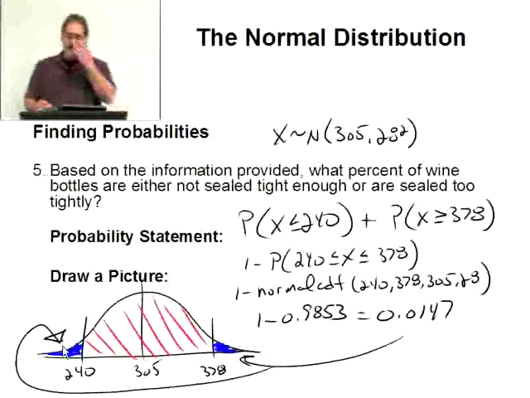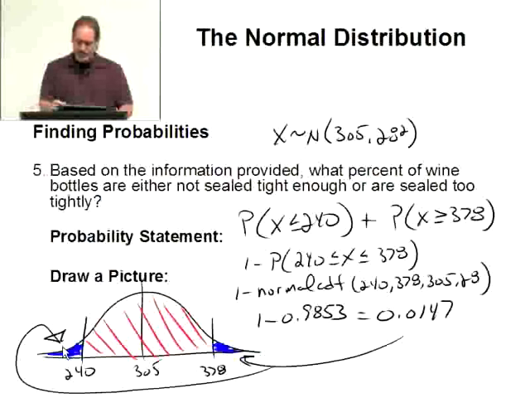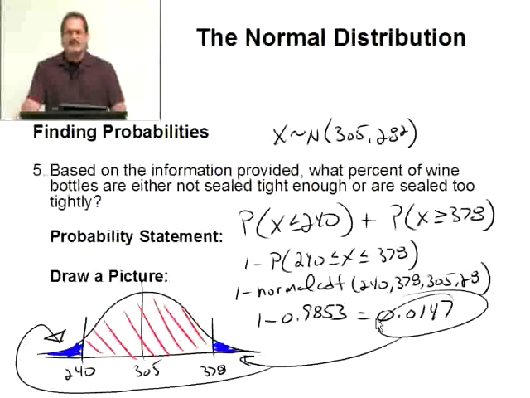Now, one common interpretation of these probabilities is the percent or the proportion of the population that has this characteristic. So based on this information, we're going to say a little more than 1%. Almost 1.5% of all the bottles are either not sealed tight enough or it's too tight based on the industry standards, which means a little more than 98% are good. They're in that range that we feel good about.